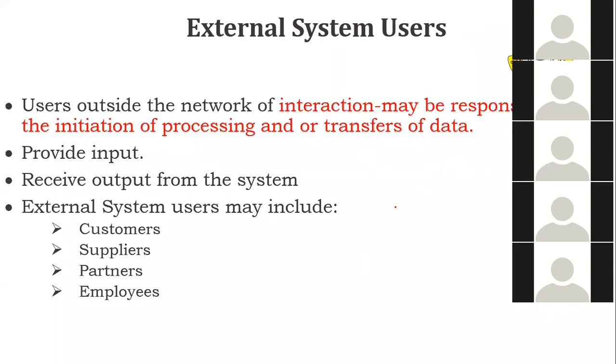Then you have the external users, those who will interact with the system outside of the organizational network. I've already given an example of, let's say, a website. An external system user may be a client, for example. It could be a supplier who is accessing that system. So whatever the case, here we have some examples. We have customers, suppliers, partners, and employees. All of these could be external users.